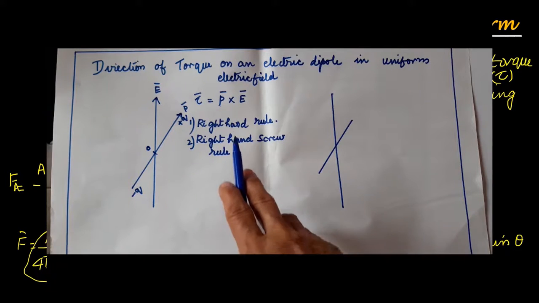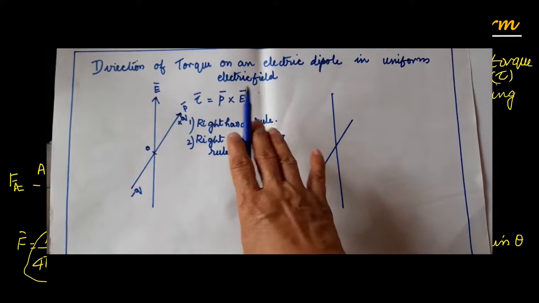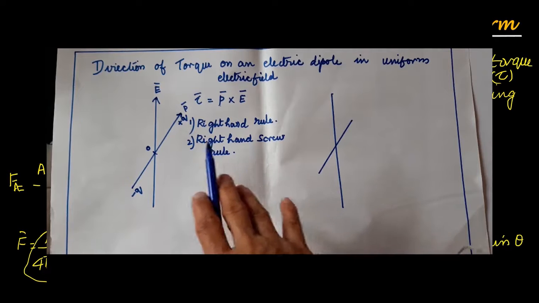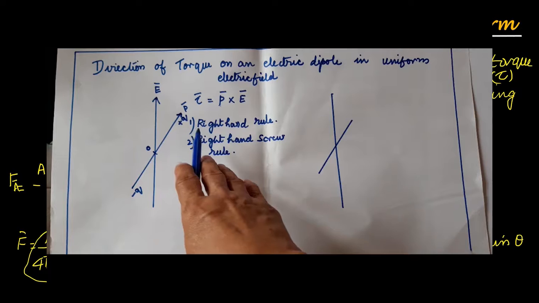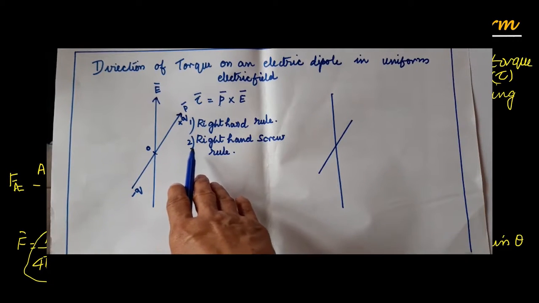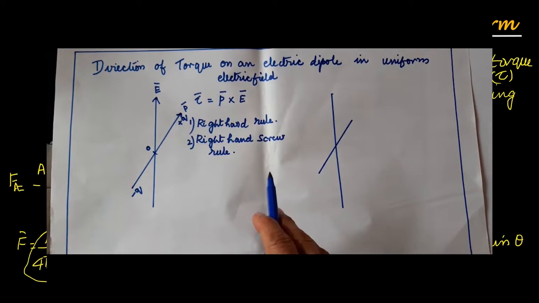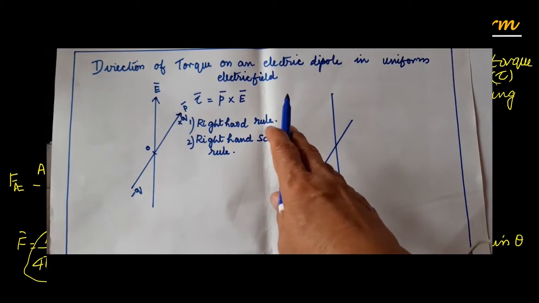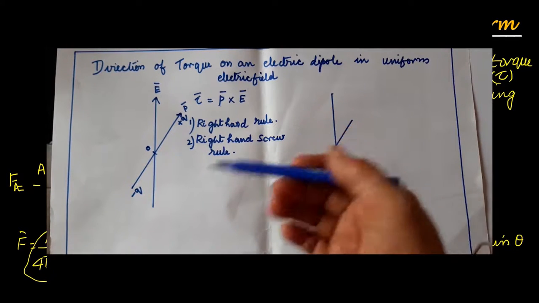In the case of cross product, P cross E is not equal to E cross P. So we have to be very careful in that matter. Direction of torque can be determined by either of the two rules that are given here. That is right hand rule or right hand thumb rule and right hand screw rule. These two rules find application in various topics where cross product is involved. Our present context is torque on electric dipole.